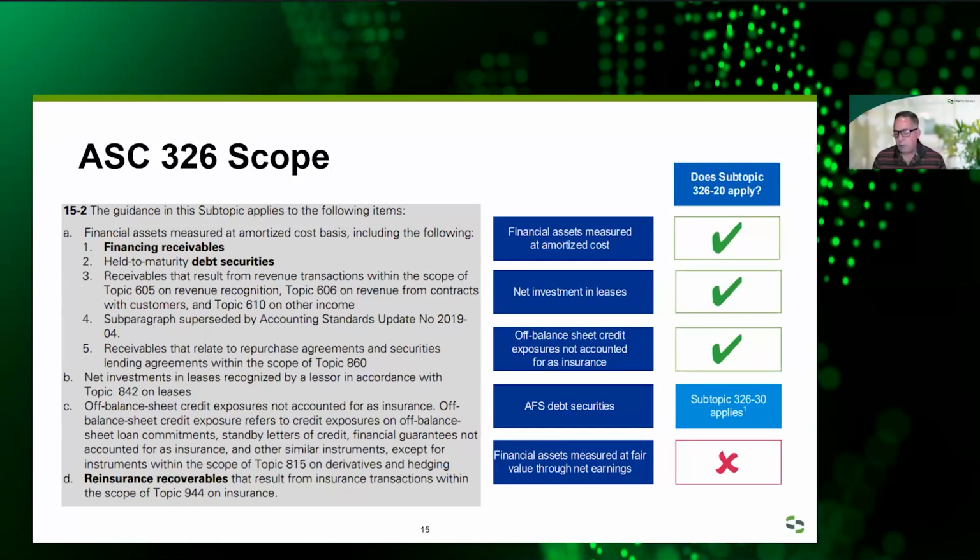So that includes loan commitments, as I mentioned, and standby letters of credit. They're also technically in scope. And then lastly, reinsurance recoverables. So these are amounts due from reinsurers for unpaid claims. These are also in scope if you're a reinsurer.